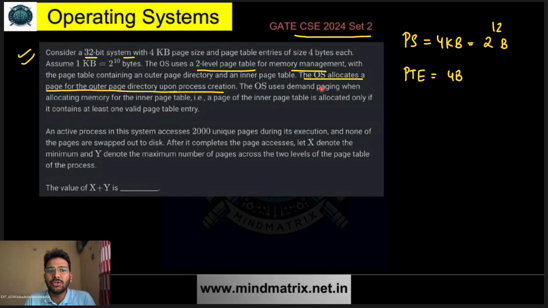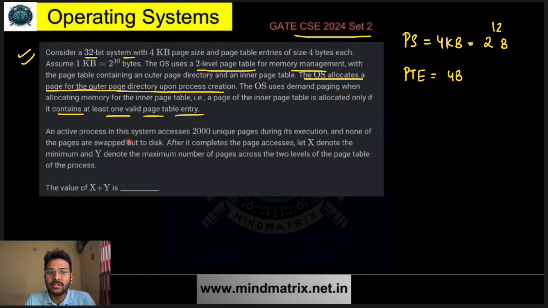The OS uses demand paging when allocating memory for the inner page table. Demand paging means whenever you need a particular page, you are going to load it into the main memory. We are going to discuss demand paging, what it is, in the upcoming lectures. But as of now, just understand that demand paging is whenever we need some page, we bring it into the main memory from the secondary memory. That is, a page of the inner page table is allocated if it contains at least one valid page table entry. So if it is a valid page table entry, it is going to be there in the main memory. That's what it is saying in brief.